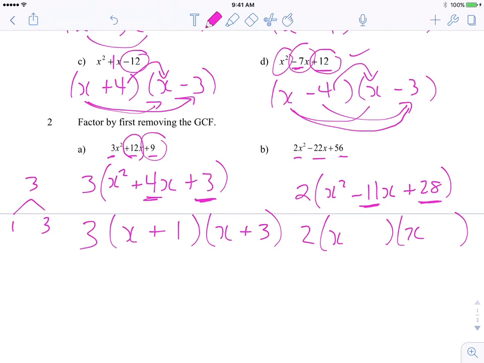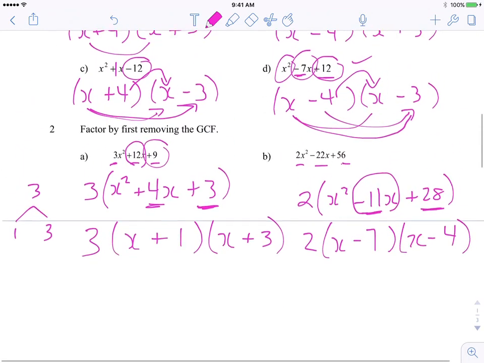If you know your multiplication tables, you know 7 times 4 is 28. And in this case, I need to have a sum of negative 11. Well, two numbers that add up to be negative, but also multiply to be positive, means they both have to be negative, because negative times negative is positive. So here we have negative 7 and negative 4. And you may be thinking, do I need to put the 4 first or the 7 first? It doesn't matter what order you do that in.